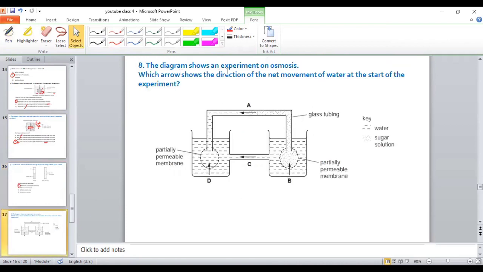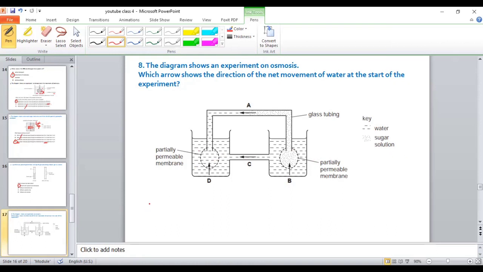Now, the diagram shows an experiment on osmosis. Which arrow shows the direction of net movement of water at the start of the experiment? This is the partially permeable membrane. This is water, and this is sugar solution.